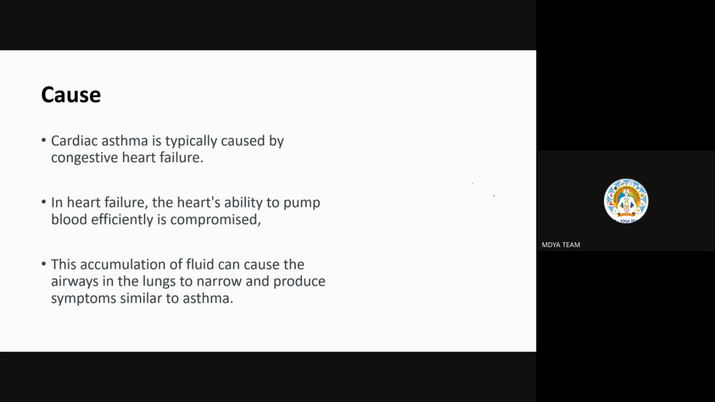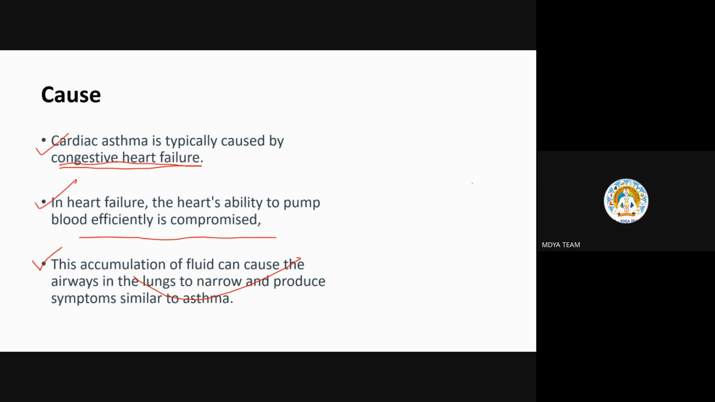Okay. Now causes. Cardiac asthma is typically caused by congestive heart failure. Congestive heart failure is nothing but the heart not fulfilling the demands of the body. Oxygenated blood is not supplied enough by the heart. In heart failure, the heart's ability to pump the blood efficiently is compromised. That means the demand for oxygenated blood is not fulfilled. I told you the same before, that is only the cause.